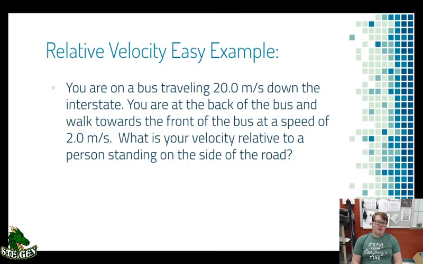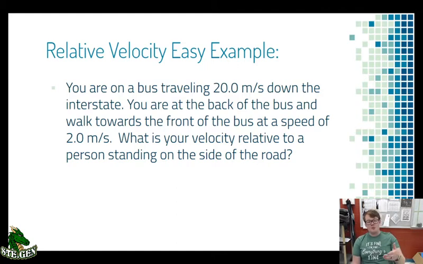So let's say you're in a bus. You're traveling 20 meters a second down the interstate. You are currently at the very back of the bus, and you start to walk towards the front of the bus, and you're walking at 2.0 meters a second, which I think is pretty fast, so good on you. That was a fast walk. Good hustle. What is the velocity relative to a person standing on the side of the road?